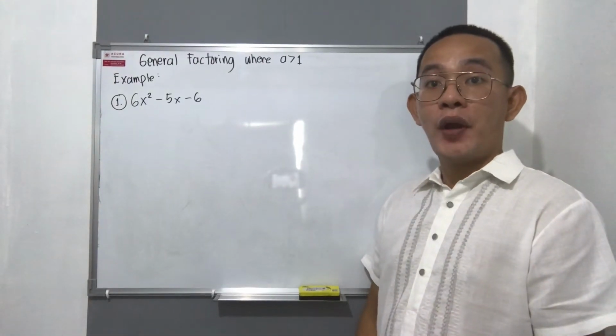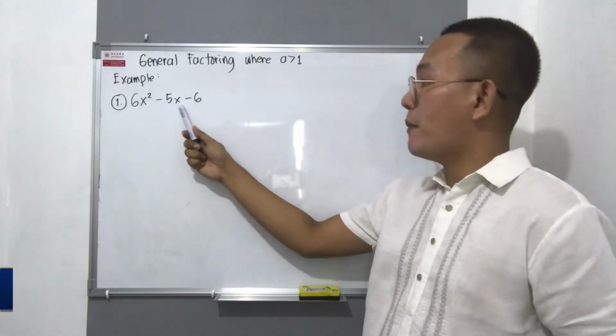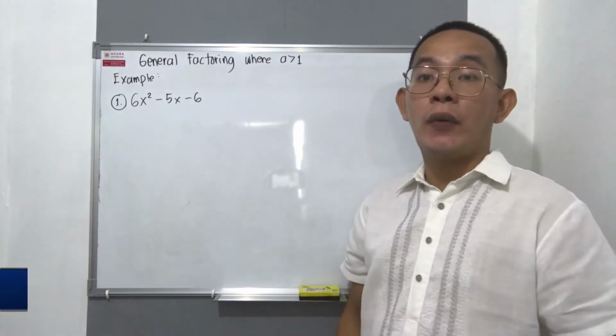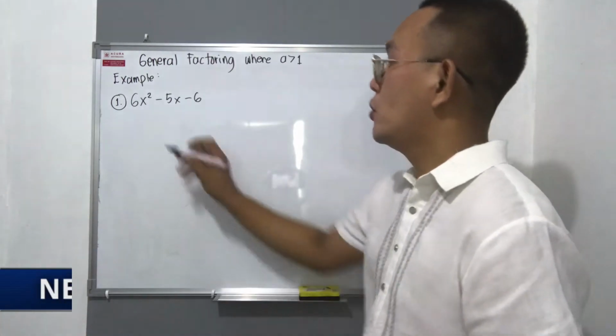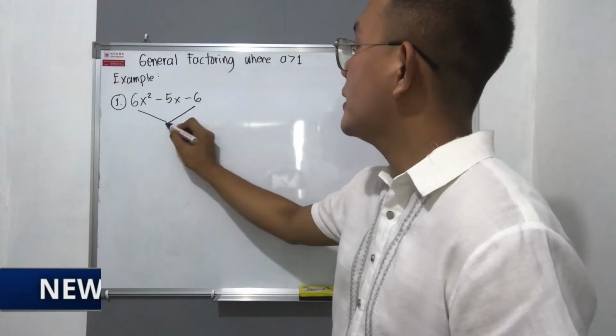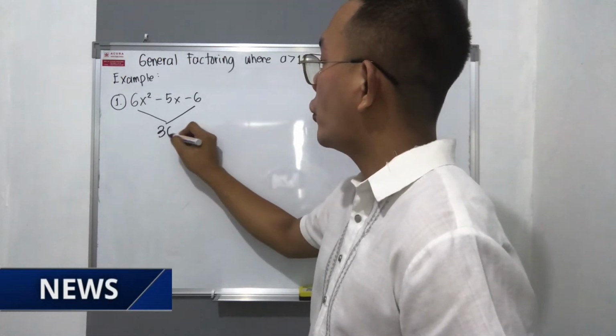The lesson for today is about general factoring where a is greater than 1. Example number 1, we have 6x squared minus 5x minus 6. So, ang una natin gagawin ay i-multiply natin ang first term natin at ang last term. So, 6 times 6 is equals to 36.